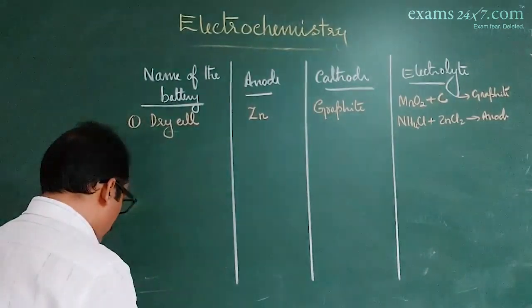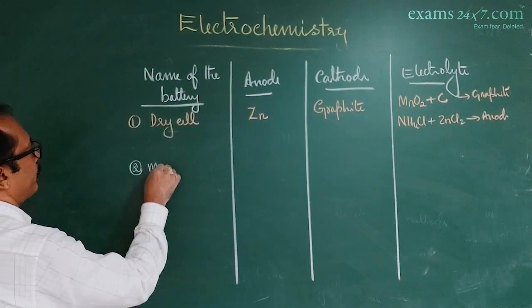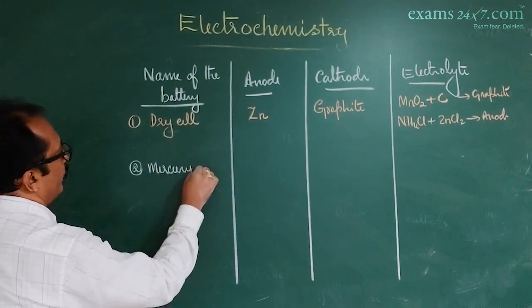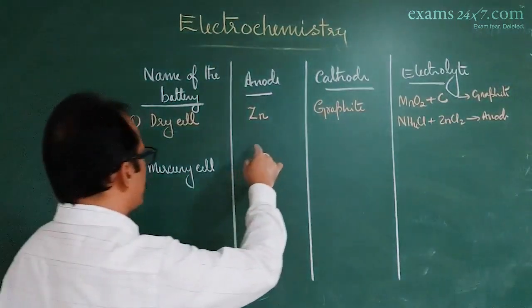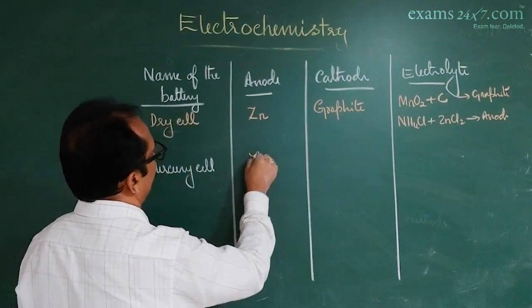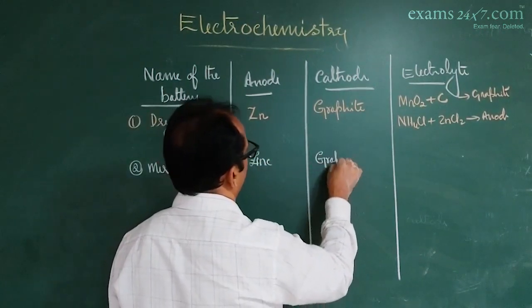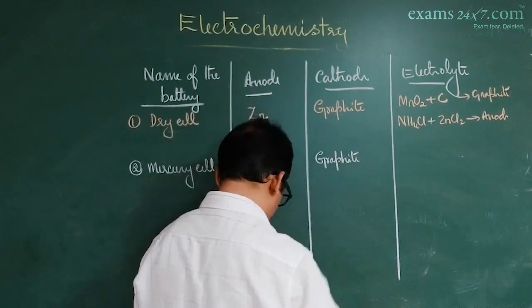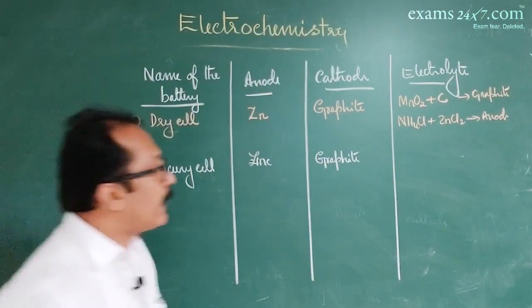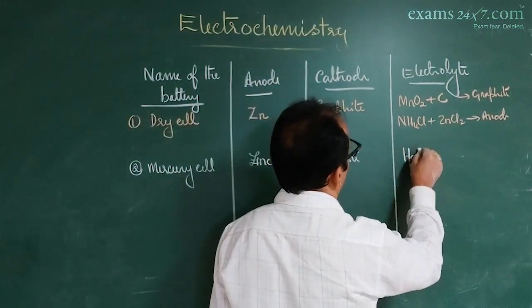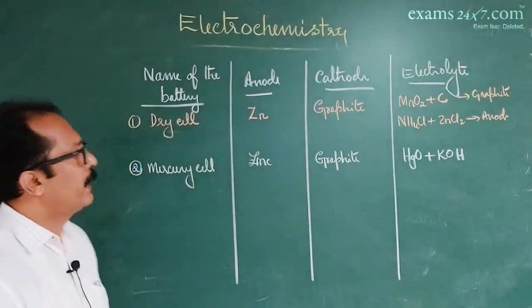The second one is the mercury cell. Both are examples of primary cells. In the mercury cell also, the anode is zinc and the cathode is graphite. About the electrolyte: mercuric oxide, HgO, in alkaline medium, in the presence of potassium hydroxide, acts as the electrolyte.